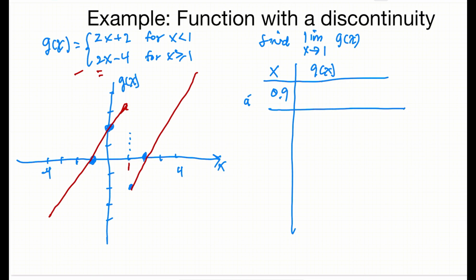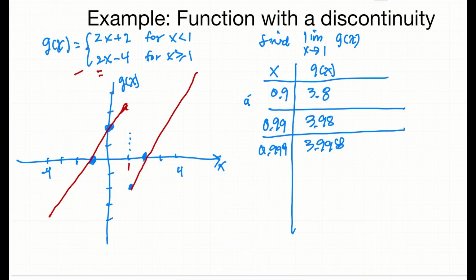And I'm going to just put the numbers in the equation here. So it's 0.9 times 2 plus 2. That's going to be 3.8. I'm going to do the math for you. You can do it on your calculator. 0.99, 3.98, and 0.999, and we get 3.998. Now we're going to take the case where we're coming in from the upper or the right side.